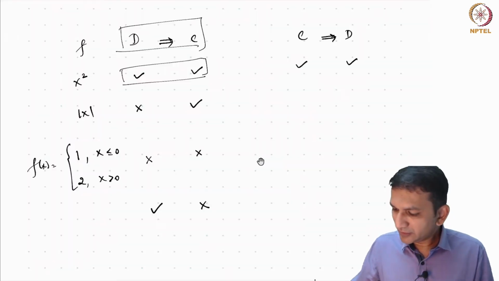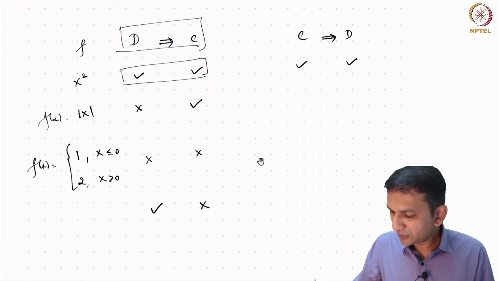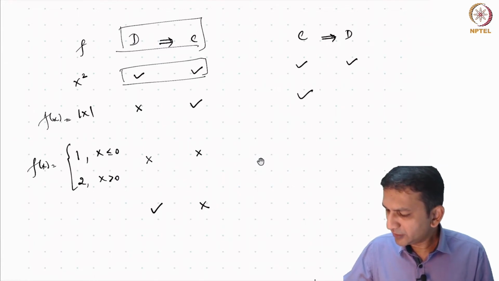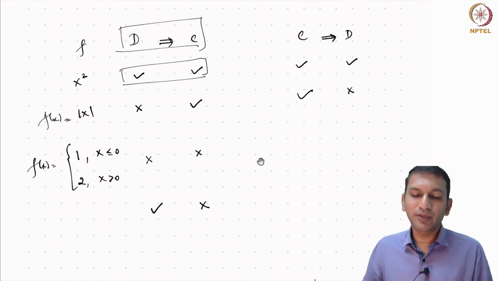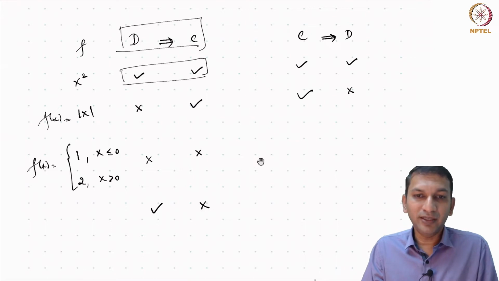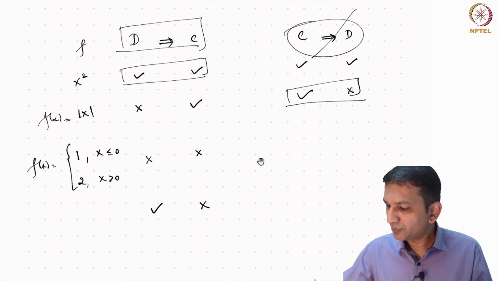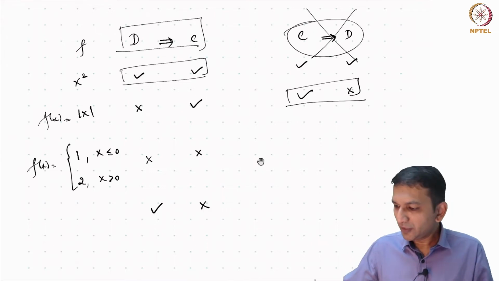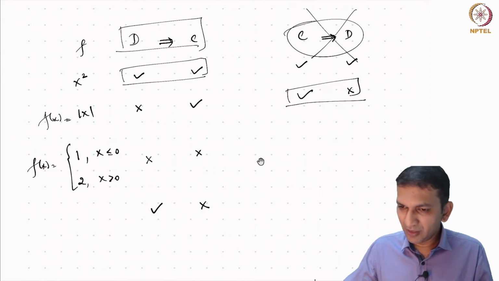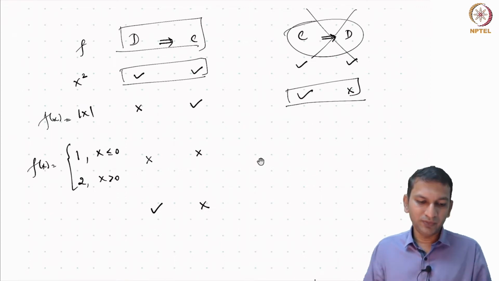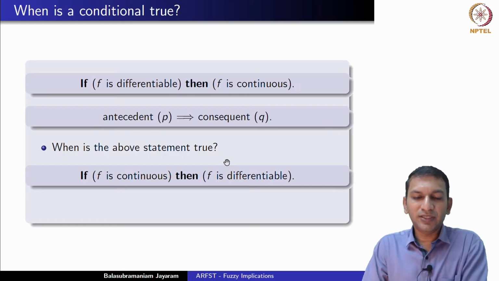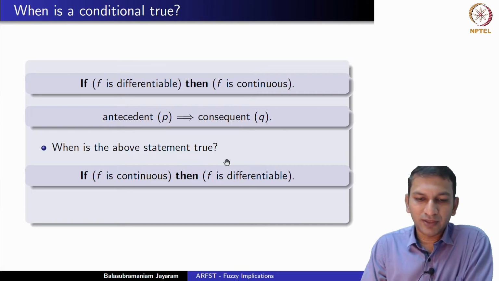However, let's consider the next example, f of x is equal to mod x. It is continuous, but as we have seen, it is not differentiable at the origin, so it is not differentiable over its entire domain of R. This immediately tells you that this statement is no more true. That means we have an example where the antecedent is true, but the consequent is not true. Thus, this conditional statement is actually false.